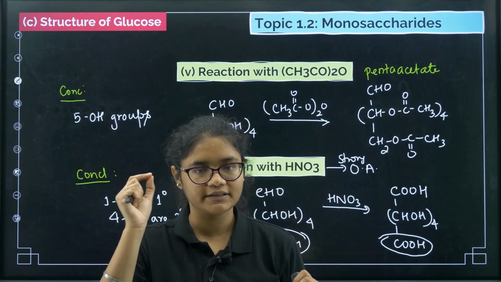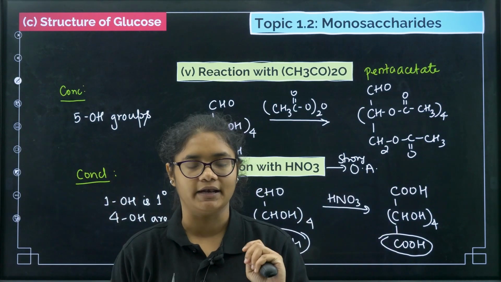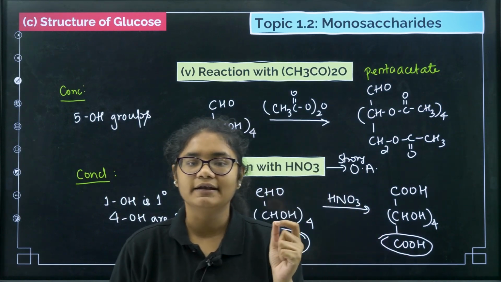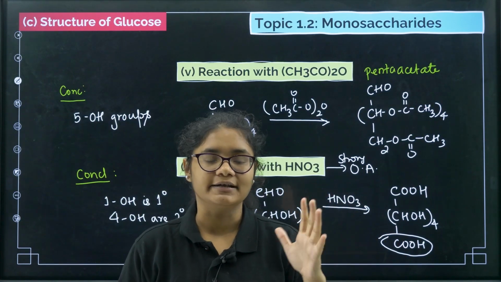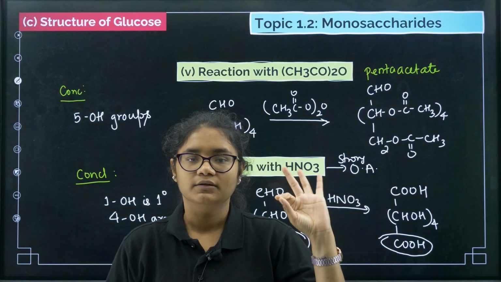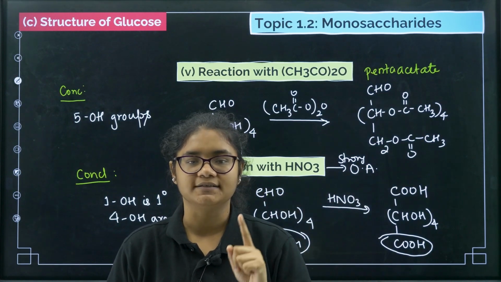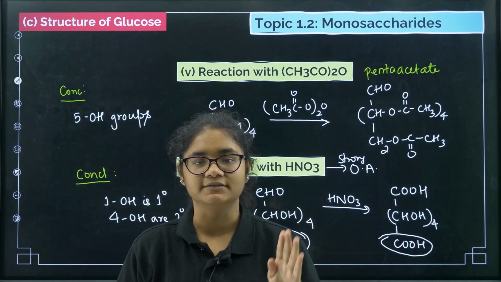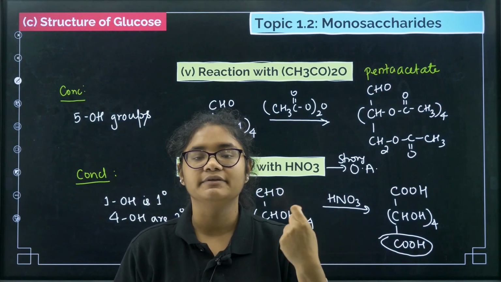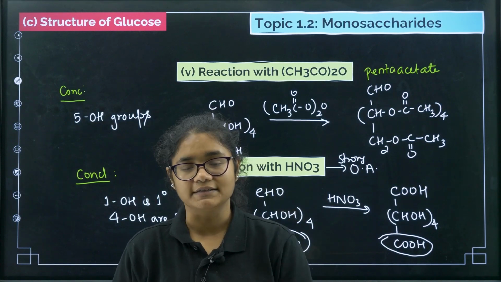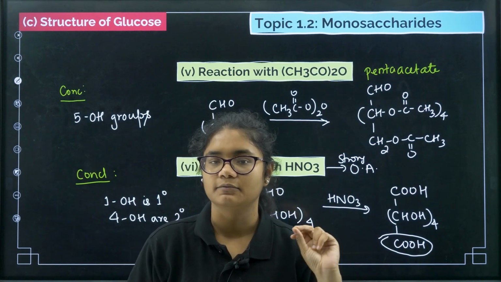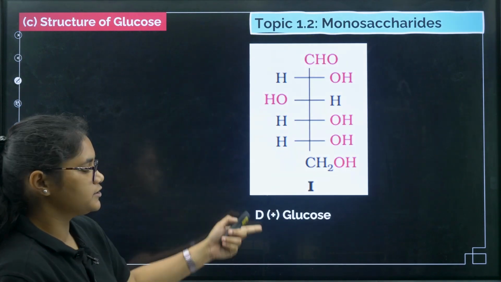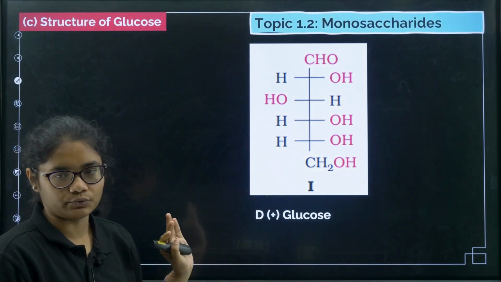First, reaction with HI tells that there are 6 carbons in one line. Second, reaction with HCN or NH2OH tells that there is a carbonyl group. Third, reaction with bromine water confirms the presence of an aldehyde group. Fourth, reaction with anhydride confirms the presence of 5 OH groups. Sixth, reaction with nitric acid confirms 4 secondary OH groups and 1 primary OH group. So with these reactions we got the structure of glucose like this.